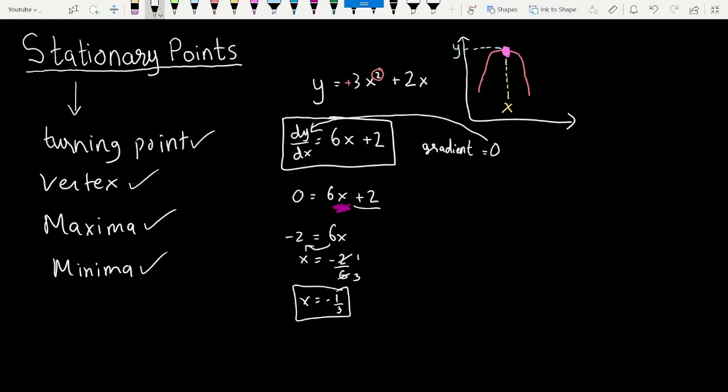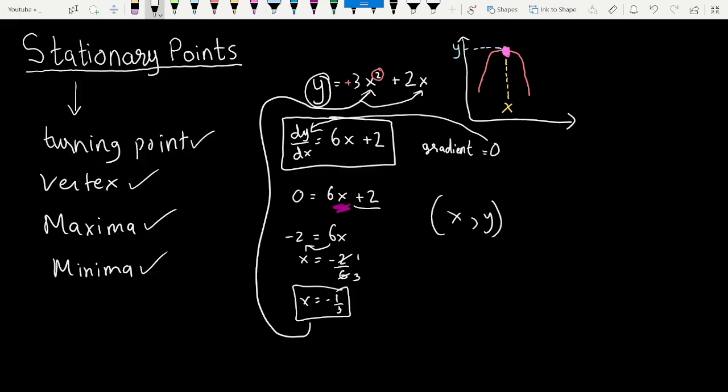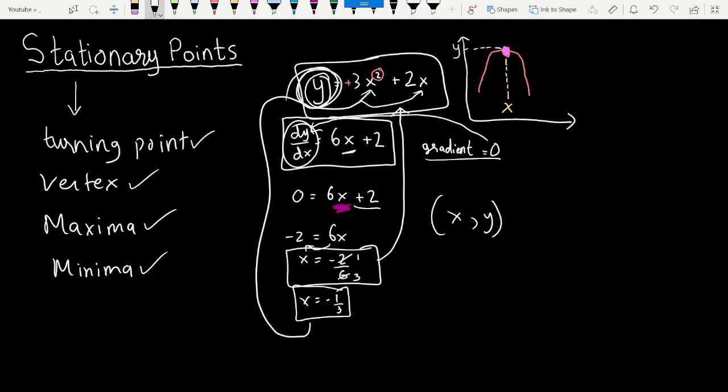Now if I want to find the y coordinate, I can just chuck this x in here and in there, and I'm going to get that y coordinate as well. And so therefore I can state that the stationary point has this x coordinate and this y coordinate. So again, what I'm doing over here is simply that I know the turning point, or a stationary point, or the vertex, or the maxima or minima, has a gradient of 0. And so what I can do is chuck that 0 in the differentiation equation and solve it for x. And then once I get the x coordinate, I can put that back in the curve equation, this guy, and get that y coordinate as well. And then at the end, I can state that this is the x coordinate for the stationary point, this is the y coordinate for the stationary point.